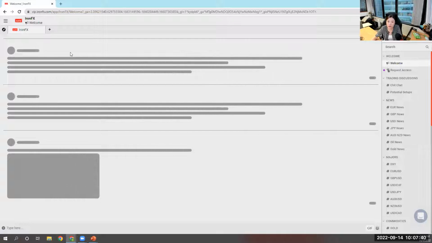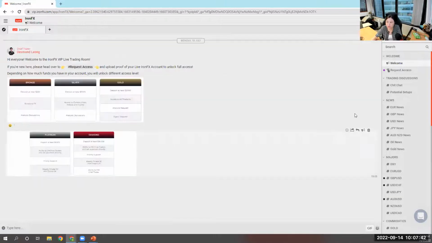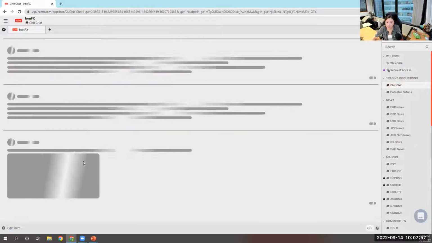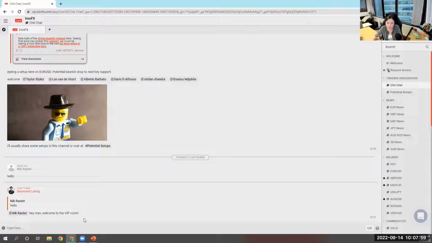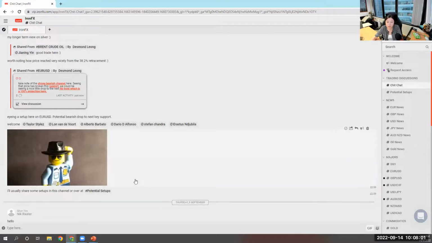Okay, so this is how the platform itself looks, right? Depending on your account size, it will cater to different trading needs. There is a section where you can come in and chit chat. You can ask us questions, ask us about what take we have on different currency pairs.